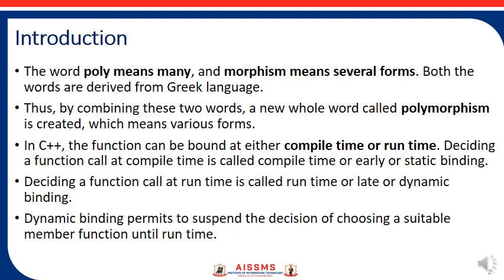What is polymorphism? That word came from the Greek language. Poly means many and morphism means several forms. Both words are derived from Greek. By combining these two words, a new word called polymorphism is formed, which means one which has various forms.